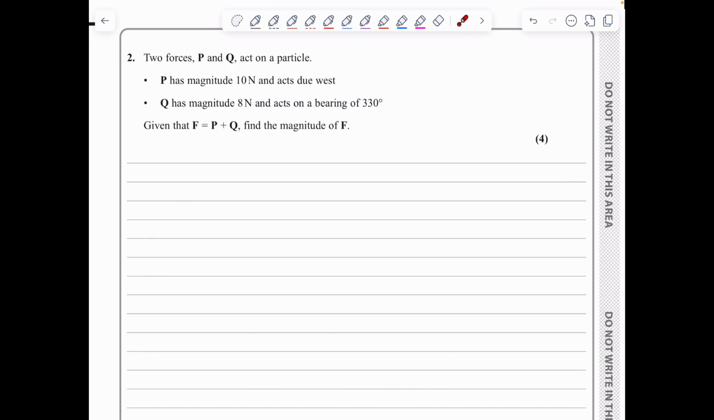Well, let's start by reminding ourselves that north is upwards, south is down, east to the right, west to the left. Now P has a magnitude of 10 newtons and it's acting due west. So if I draw the north, we're going 10 newtons to the left. That's the force P. And then for the force Q, I will draw the north again. It's a magnitude of 8 newtons on a bearing of 330. So starting from the north and going clockwise, I've got 180, 270 plus an extra bit. So this is Q here. It has a magnitude of 8 newtons.